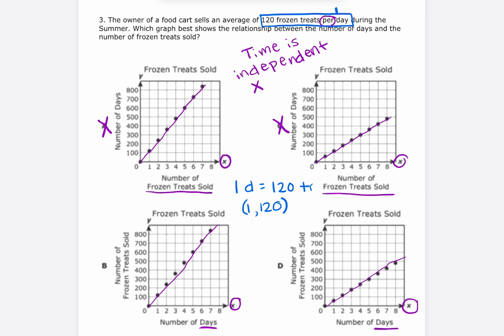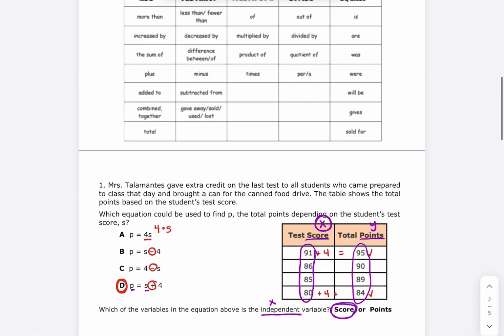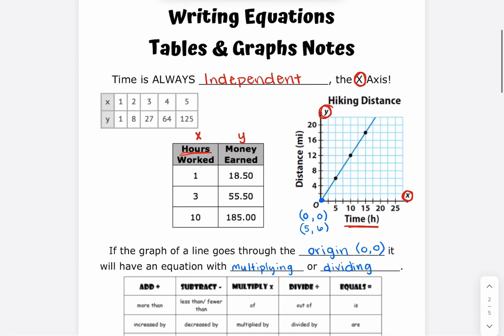So let's go to B and let's see. So if I walk 1 and go up, that dot is right above 100, so that's looking pretty good. D, if I walk 1 and go up, that dot is below 100. So that's definitely not going to be my answer. So B would indeed be the correct answer there. So take your numbers from your problem, the 120 and the 1, and then find your dot. All right? Don't forget, find your rule. Use your vocab. If the line goes through the origin, it's multiplying, and time is always independent.